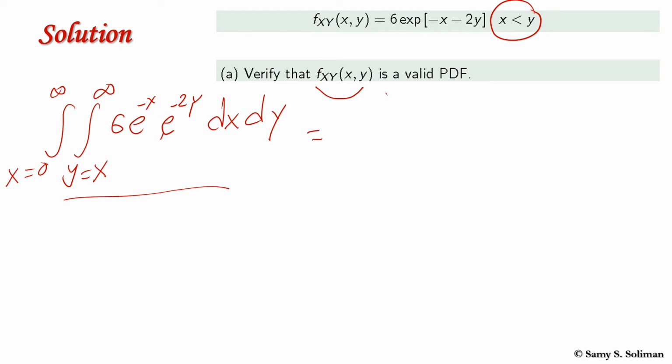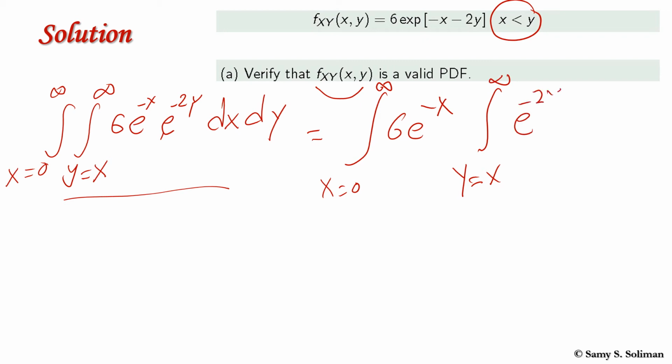This integral can be written as follows. It's the integral from x equals 0 to infinity. 6 e power negative x is independent of y, so it can be taken outside, and then we have the integral of y from x to infinity for e power negative 2y dy, and then we have dx for the external integral.